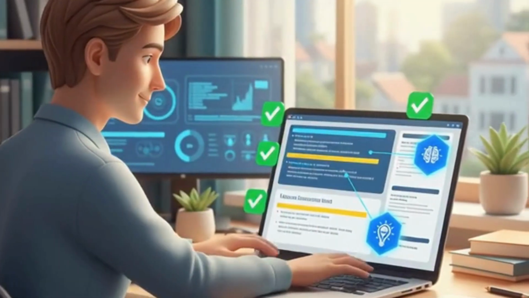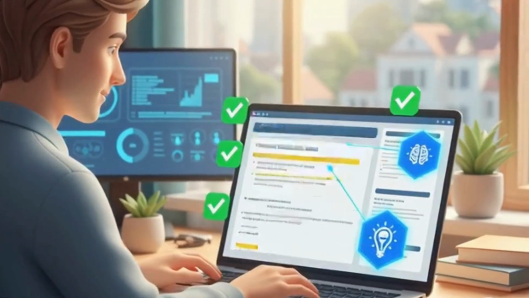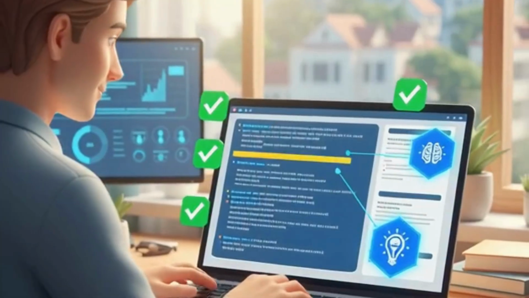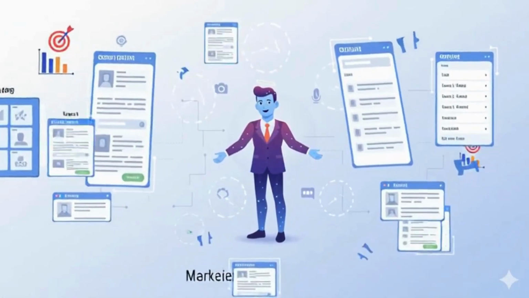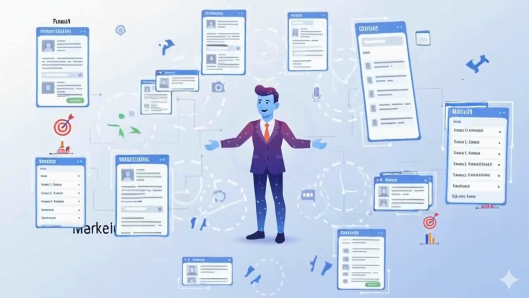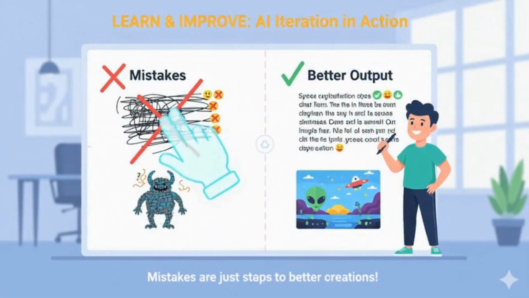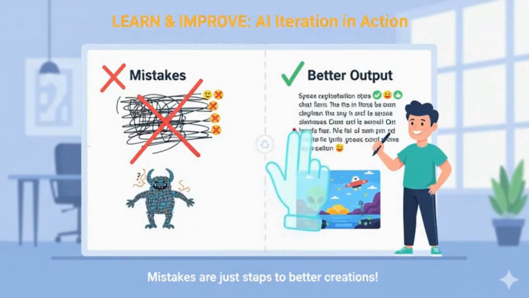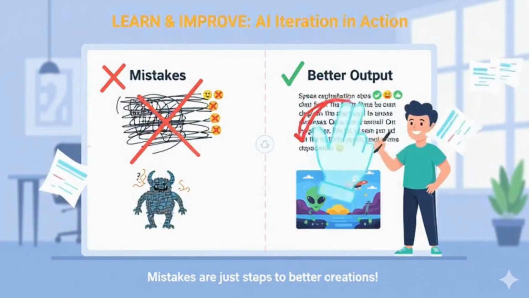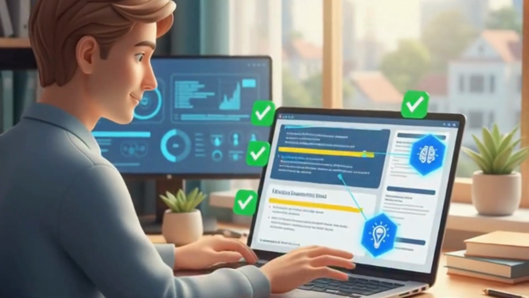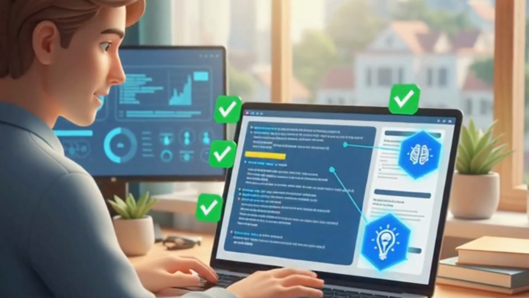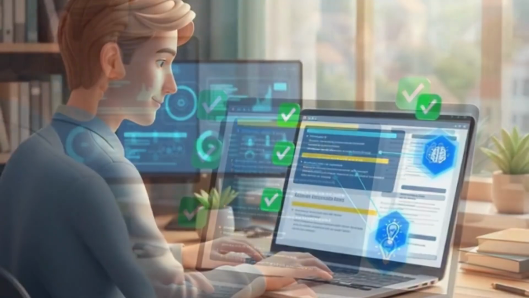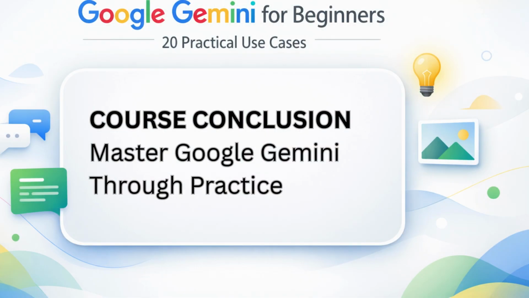Don't accept the first response. Iteration improves creativity. Use Gemini daily, even for small tasks, to build speed and confidence. Learn from mistakes by asking why something didn't work well. Remember, Gemini works best when you interact, practice, review, and improve, not when you copy blindly. Course conclusion: master Google Gemini through practice.